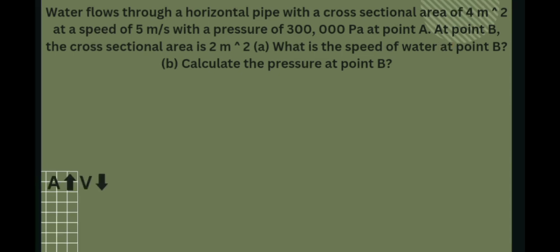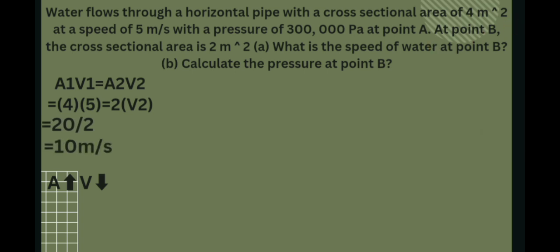And the equation that we could use to get that answer is the continuity equation for an incompressible fluid. So our formula is A1 V1 equals A2 V2. Our A1 is 4, V1 is 5, equals our A2 is 2, times V2. So 4 times 5 is equal to 20. 20 equals 2 V2. So 20 divided by 2 is equal to 10.